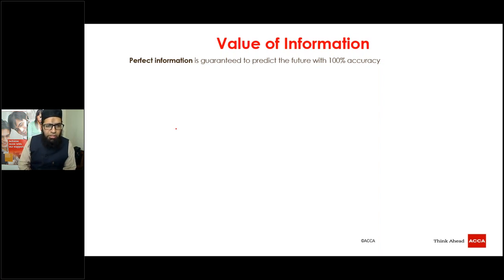Abisha has asked me, sir, which manager should choose the regret rule? Dear, it will be risk neutral. Risk neutral. So perfect information is guaranteed to predict the future with 100% accuracy. If someone comes up with 100% accurate information about the future, such information will be the perfect information.